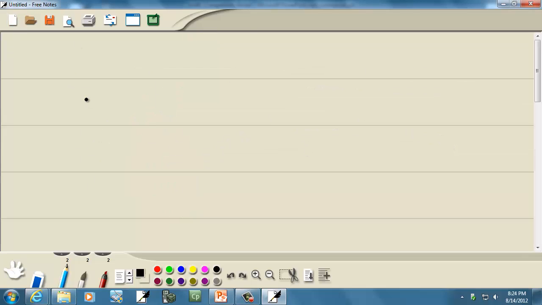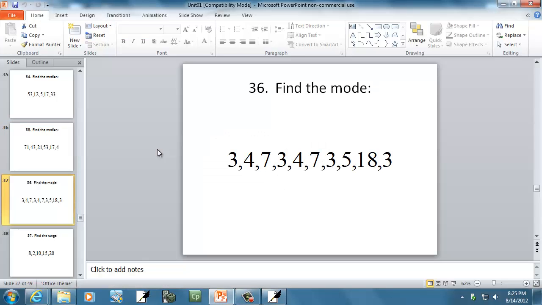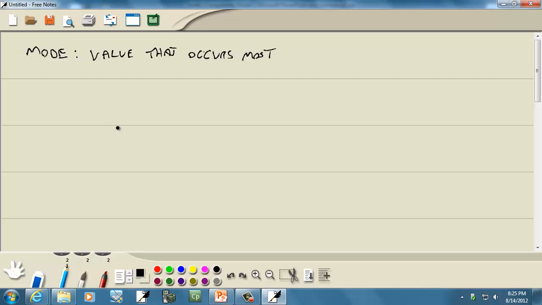Now, the next thing we're going to talk about is mode, and this is the value that occurs the most. Now, specifically, a number has to occur at least twice for it to be the mode. So let's take a look at number 36.